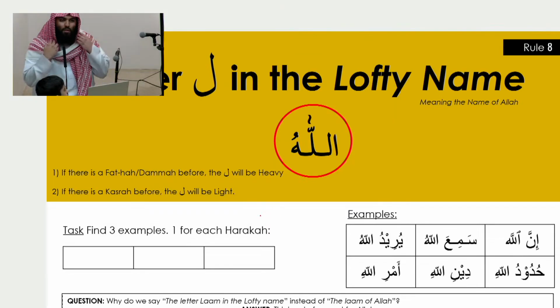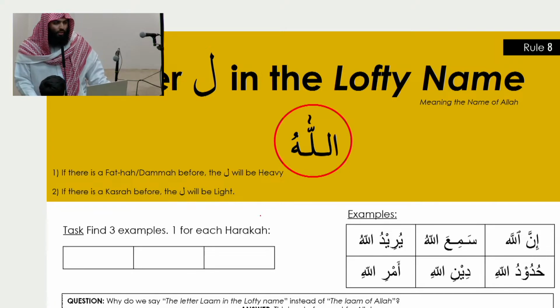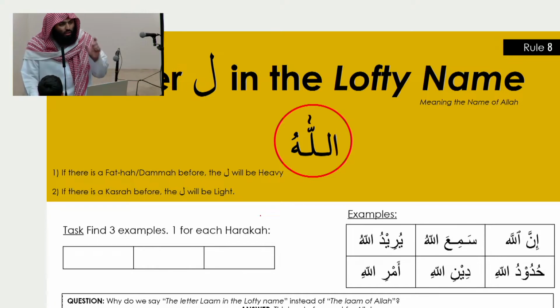Let's go through them. The first is the letter Lam. Now this is not every single Lam in the Quran. It's only a very, very specific letter Lam, which is the letter Lam if it comes in the name of Allah subhanahu wa ta'ala. So in Allah, there's a Lam, right? Only that Lam. In Allah or Allahumma. Any other Lam like Alladhina, Alhamdu, this rule does not apply. All of them are considered light, not heavy. It's only the word Allah that we are applying this rule to.